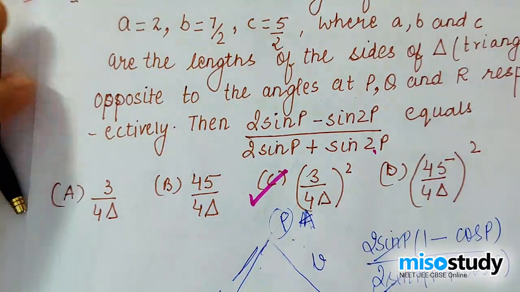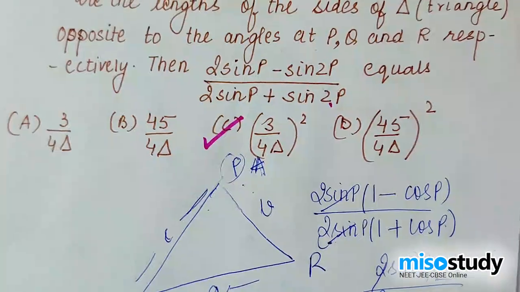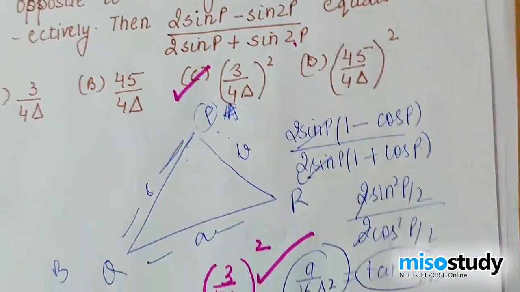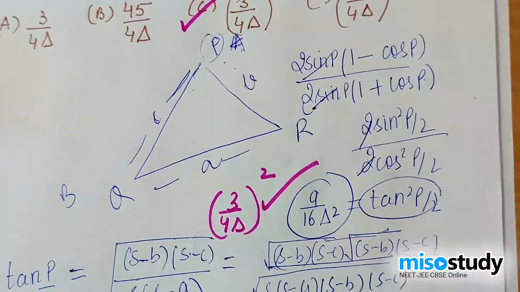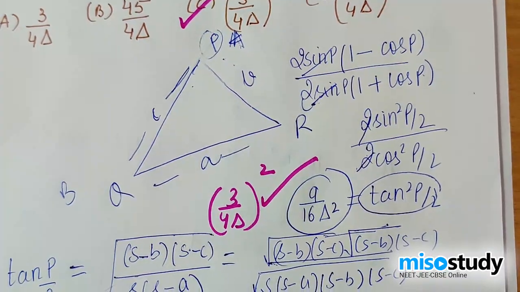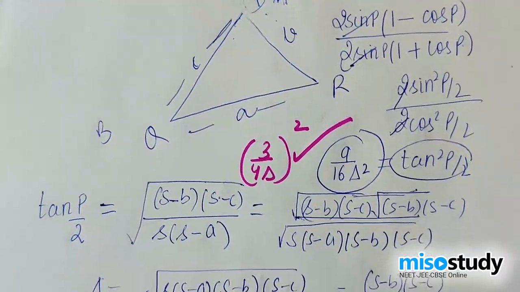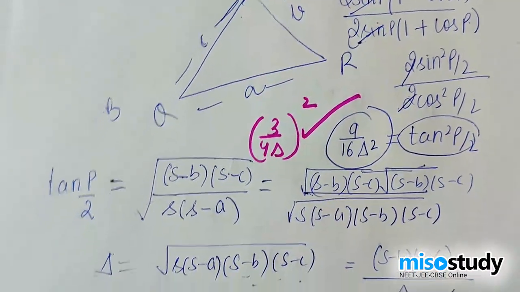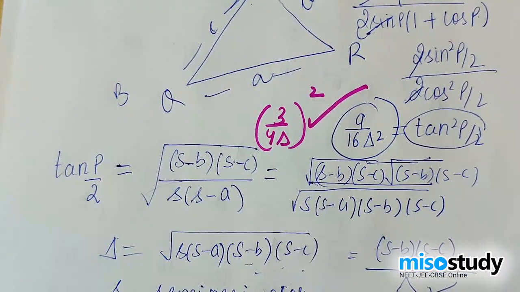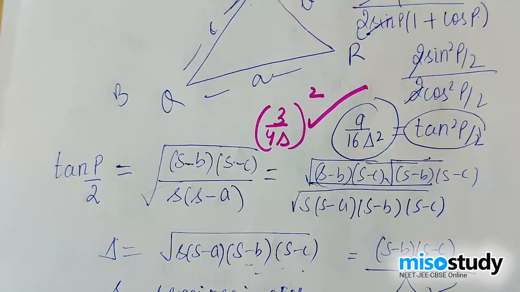I hope you are clear with the question. Let me just repeat it. First of all, we simplified the complete question. On simplifying, this expression became tan square P by 2. So I went on to find the value of tan square P by 2. Then I remembered this formula, that tan P by 2 is this. This is a very common formula that is used in solution of triangles.